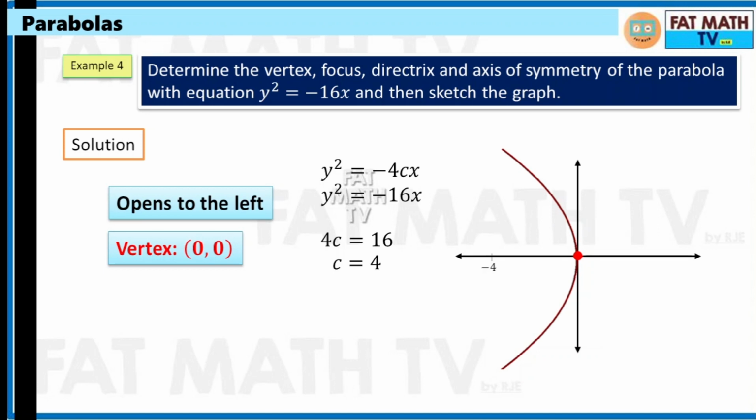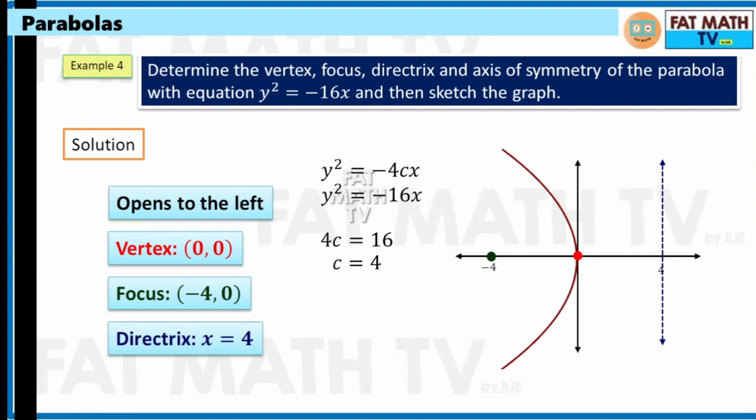So the focus is 4 units to the left of 0, 0. That is negative 4, 0. The directrix is 4 units to the right of the vertex, so that will be at x equals positive 4, and the axis of symmetry will still be the x-axis, or that is y equals 0.